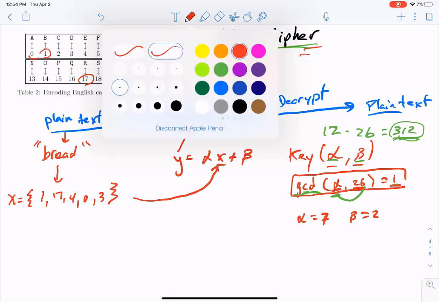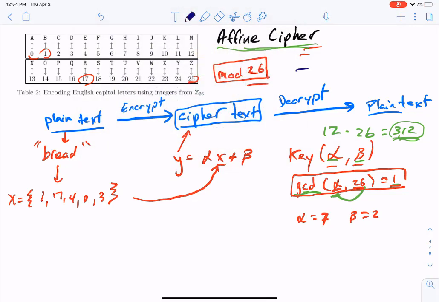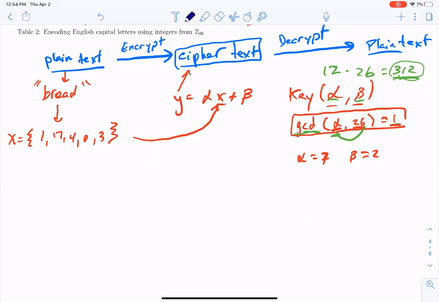They don't have to be prime, but primes seem to work. So there we go. We're going to encrypt this message. So here's the equation. Y is going to equal 7 times x plus 2, since my alpha and my beta are 7 and 2. I'm going to feed into that equation all of these values.